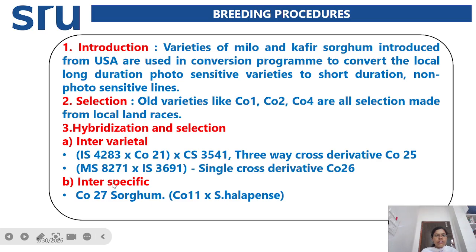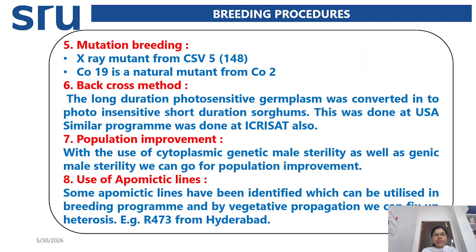And we can see some of the hybrids that is interspecific. Through interspecific hybridization we can observe that Co 27 sorghum was obtained, which is crossed between Co 11 and Sorghum halepense. And next is mutation breeding. From mutation breeding, by using the X-ray mutant, they have developed the CSV 5, that is 148, and Co 19, which is a natural mutant from the Co 2. So this is about the mutation breeding.